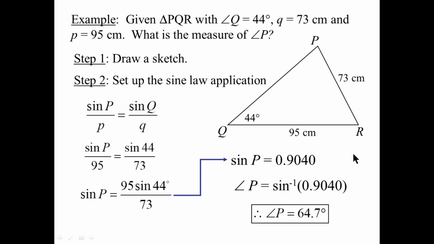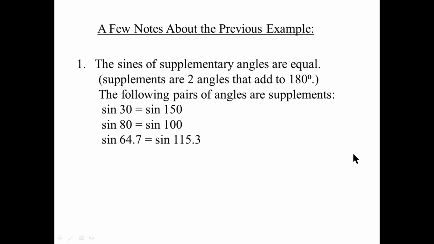A couple of words about this example. The sines of supplementary angles are equal. Confirm these for yourself. Sine 30 equals sine 150. Sine 80 equals sine 100. Sine 64.7 equals sine 115.3. Whenever two angles add up to 180 degrees, they've got the same sine. You can confirm this on a calculator.